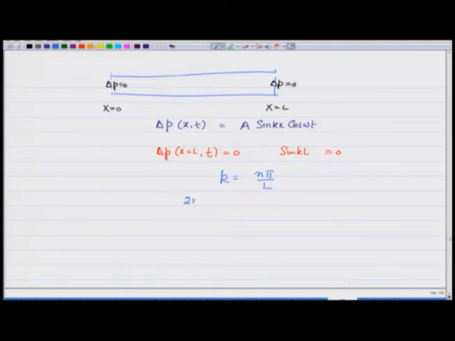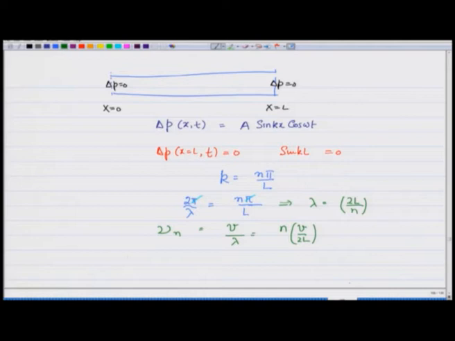K is nothing but 2 pi over lambda, which should be equal to n pi over L. I cancel pi on both sides and I get lambda equals 2L over n, and therefore, the frequency nu n is going to be equal to V over lambda. V is whatever it is, we have found this earlier, square root of B over density, or gamma times B over density, but the important thing is that it is going to be n V over 2L.